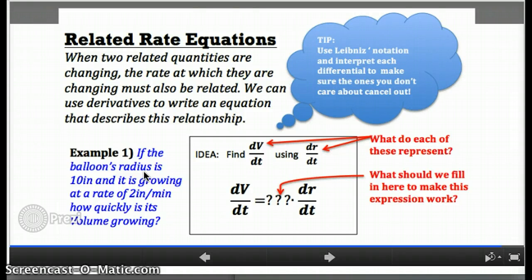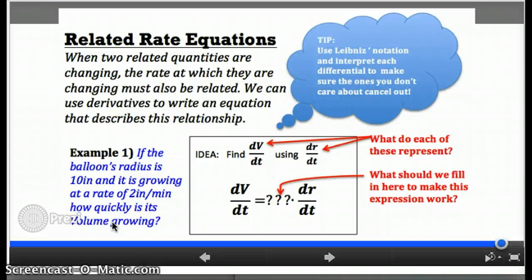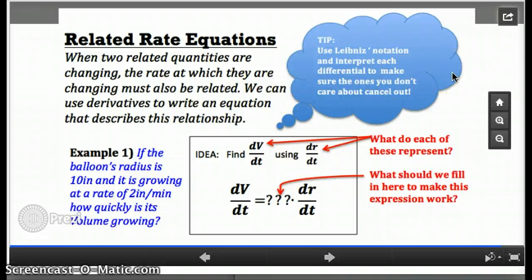And we can use derivatives to write an equation that describes the relationship between how quickly the radius is growing and how quickly the volume is growing. Basically, my tip for you is use Leibniz's notation, which again is the differential notation, and you want to make sure that out loud or in writing you interpret what each of these pieces mean. And I'll model that for you, but I want you to guess first. What does dV/dt mean? What does dr/dt mean?